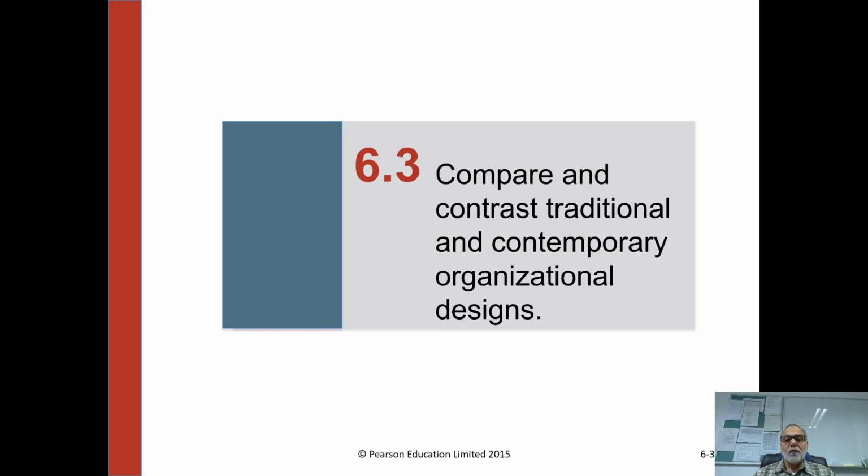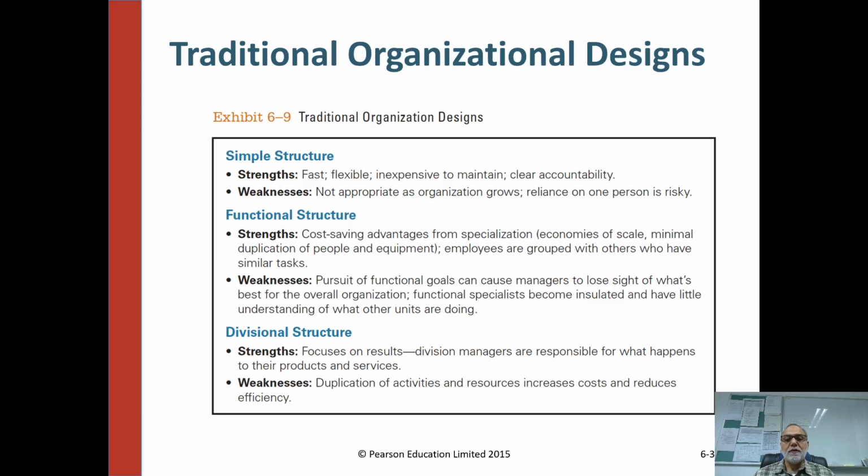Next, we are going to talk about the comparison of traditional and contemporary organizational designs. Traditional organization designs are the simple structure, functional structure, and divisional structure. We have already seen the functional structure and the divisional structure. The divisional structure could be geographic, or related to product or services. So let's see the simple structure first.